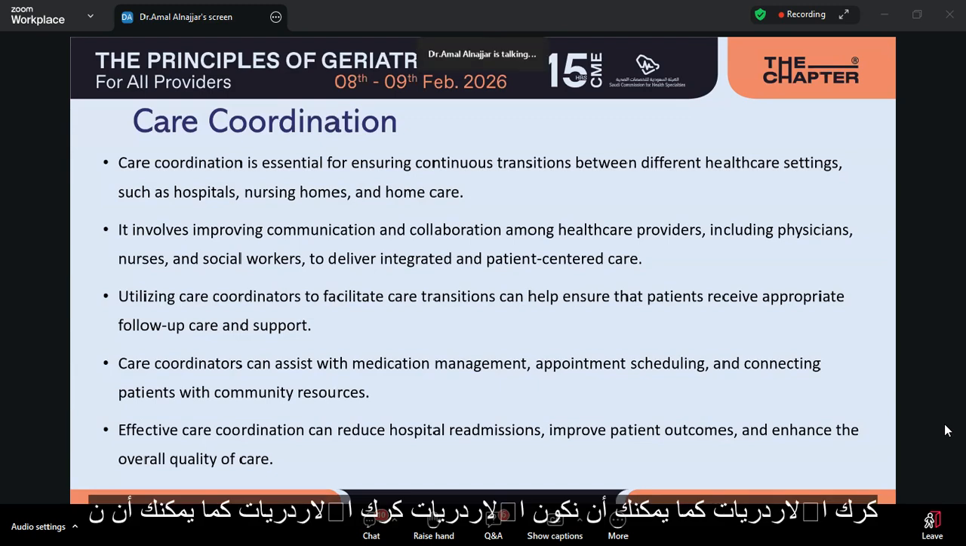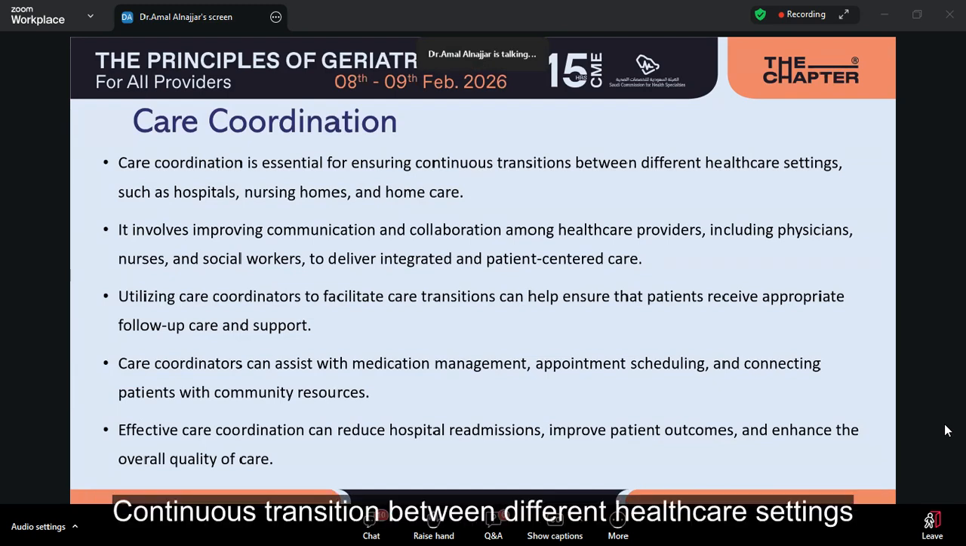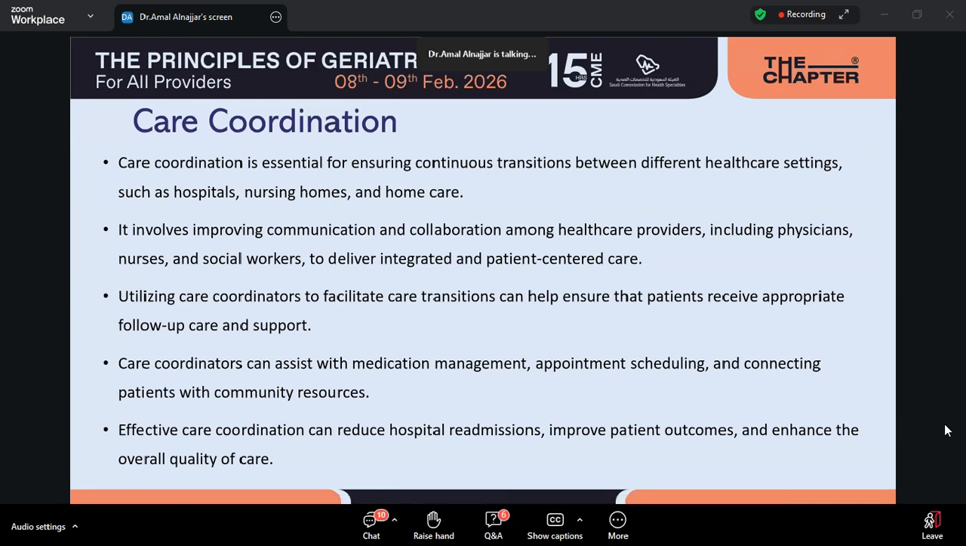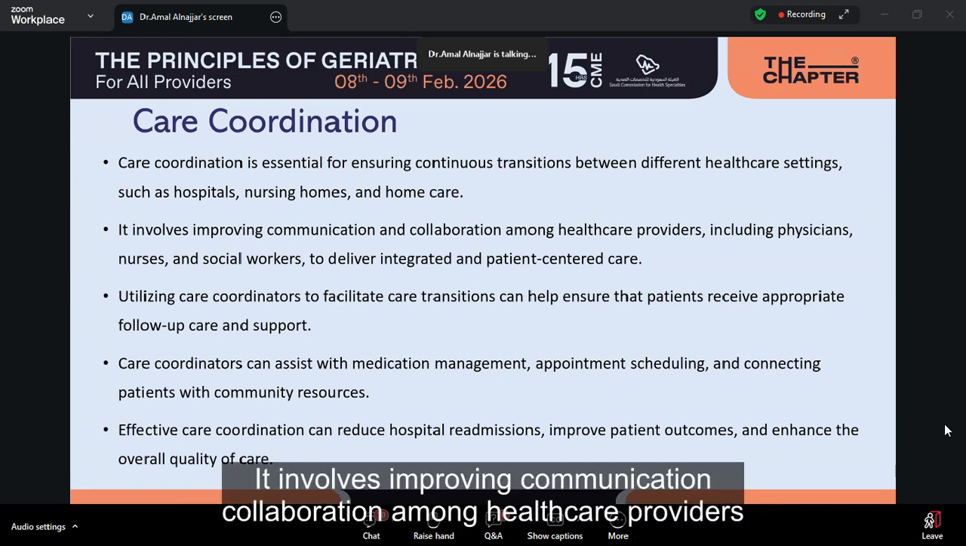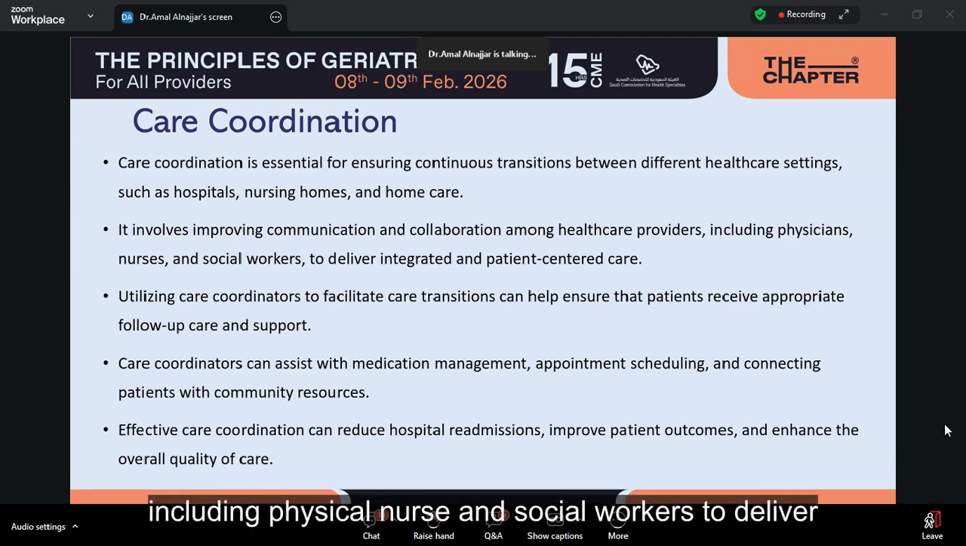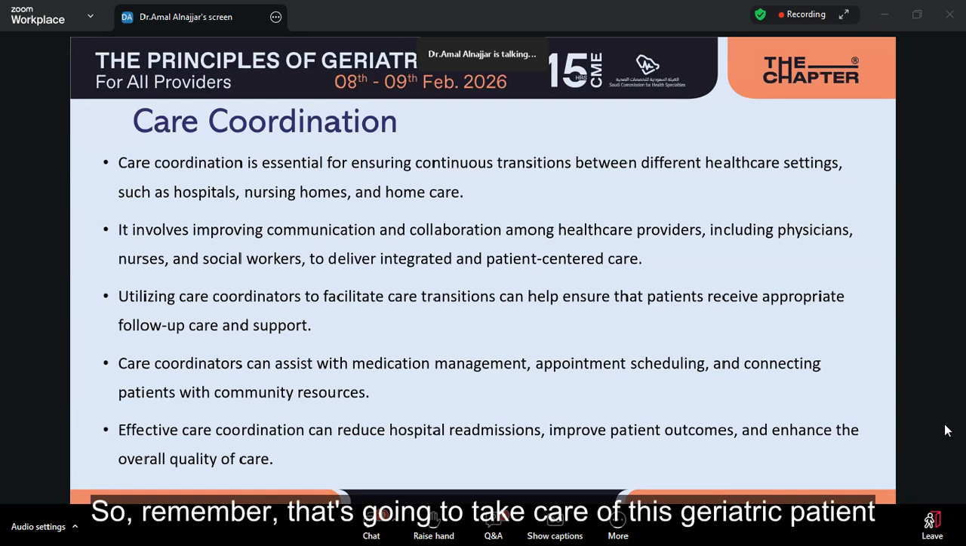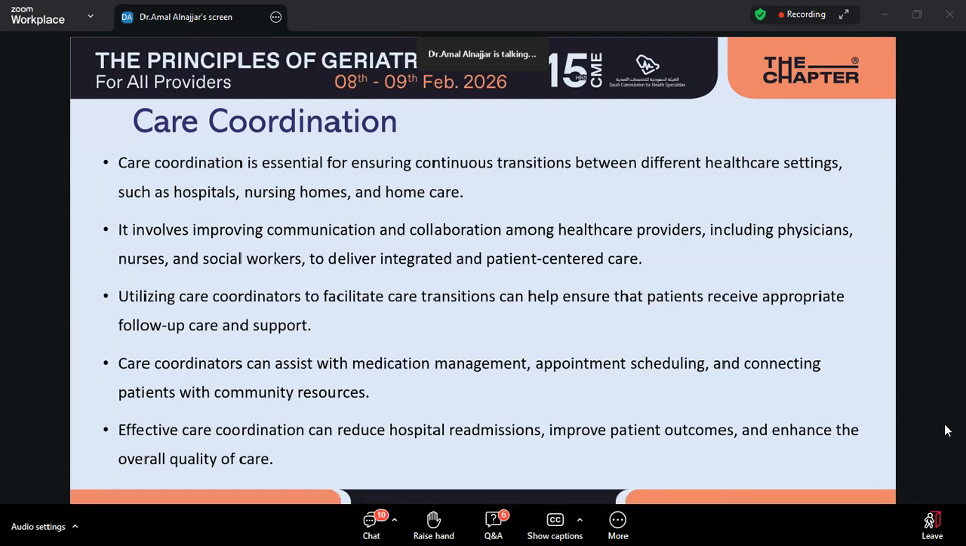Care coordination, how can we coordinate the care? Care coordination is considered very essential to ensure continuous transition between different healthcare settings, such as hospitals, nursing homes, and home care. It involves improving communication and collaboration among healthcare providers, including physicians, nurses, and social workers, to deliver integrated and patient-centered care, and even communicating with the family member that is going to take care of this geriatric patient.